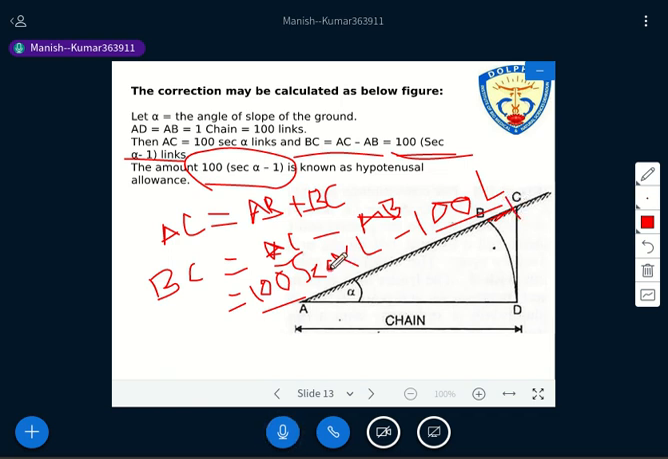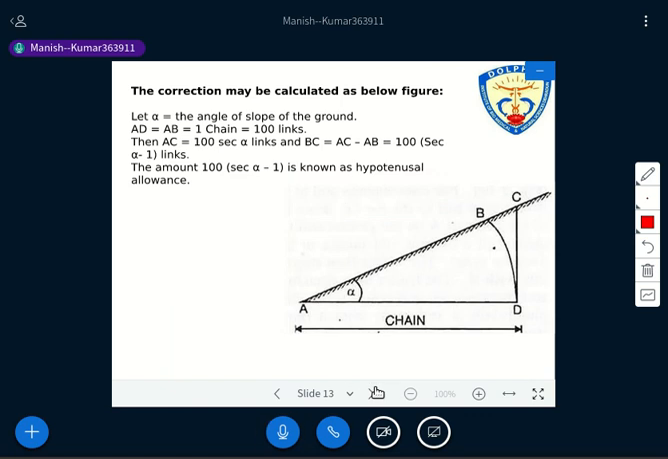You can simply understand that we have to add this value to the chain, and then we start from C. Then again we do the same: we add this hypotenuse allowance in all these measurements made using the chain. It means this allowance is made for each tape length if we are using the method of hypotenusal allowance. Is it clear to all of you now?